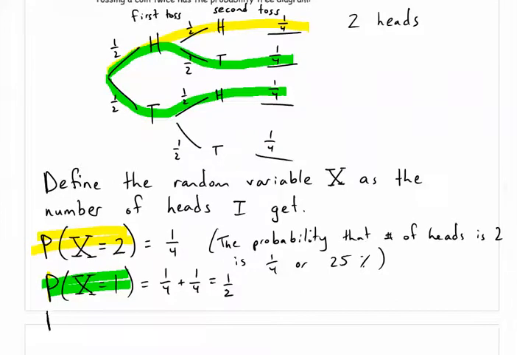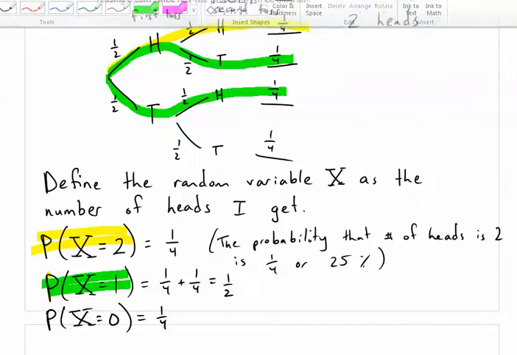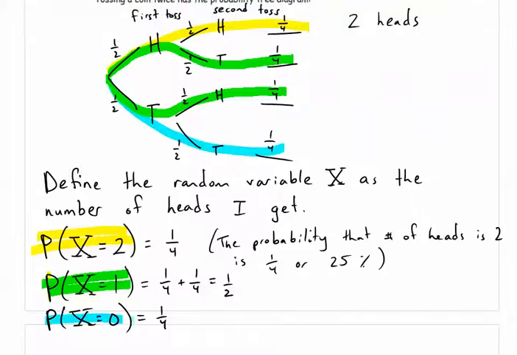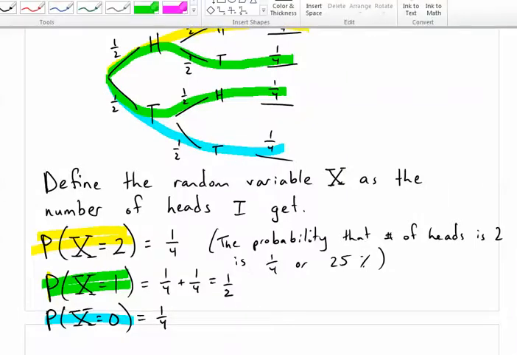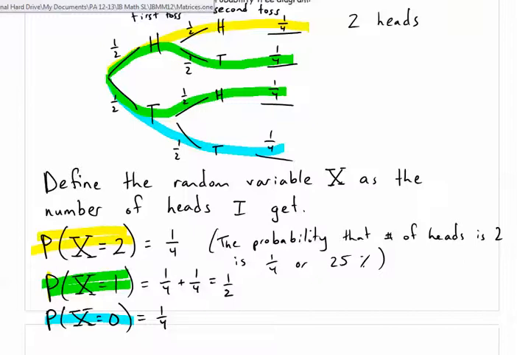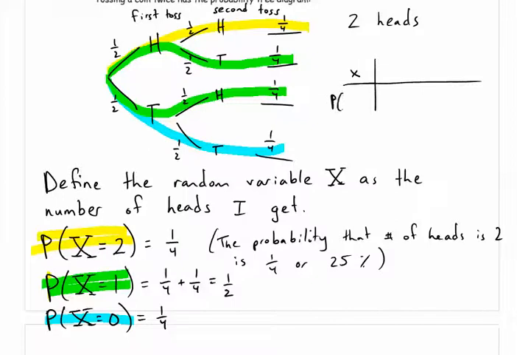Okay, and then the probability that x is 0, that I get 0 heads, is the last branch of the tree. Right there. Okay, and if I wanted to, I could write that in a table too. If I want to draw a graph of x versus P of X equals x, where x goes from 0 to 1 to 2, then the probabilities are 1/4, 1/2, 1/4.